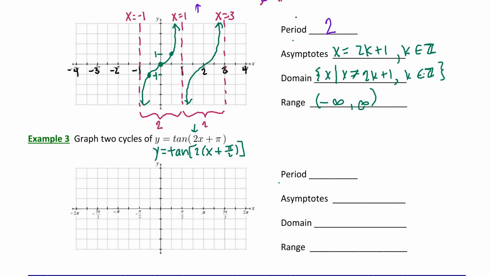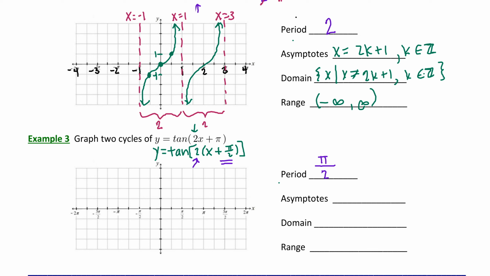So now we can see that there's a horizontal shift indicated by this constant, and there's a change in the period indicated by this constant. To calculate the new period, I'm going to take the original period of tangent, which is not 2 pi but pi, and divide by that coefficient 2. So we have a period of pi over 2. This means that the distance between the asymptotes will be pi over 2.